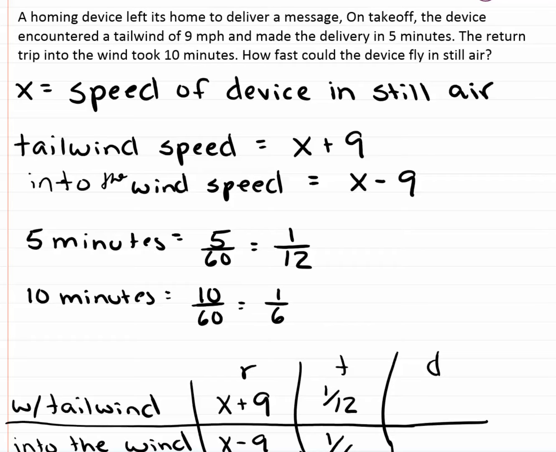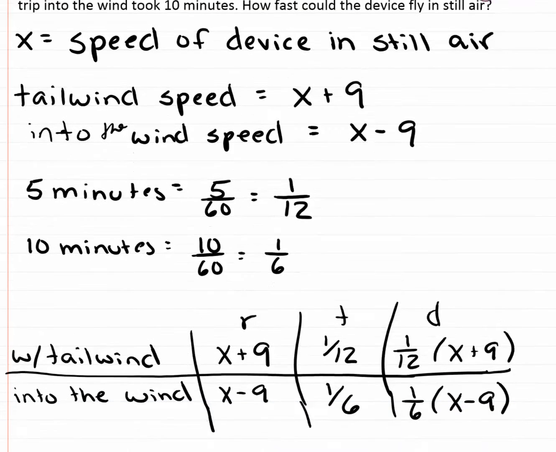Now recall once again that our distance is going to be equal to rate times time. So that means I've got 1/12 times x plus 9 and 1/6 times x minus 9. Now keep in mind that your total distance traveled going with a tailwind is going to be equal to the distance going into the wind. So we're going to set these distances equal to each other.